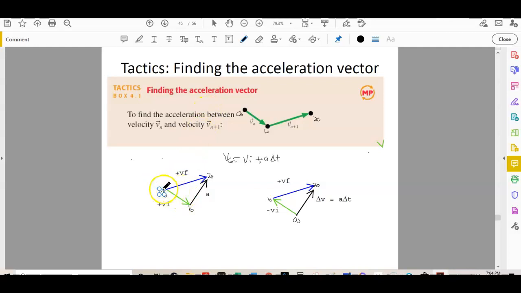Over the period of that 0 second mark, you went from here, and then it went from here to here, and that acceleration vector took place over the 1 second to 2 second mark.